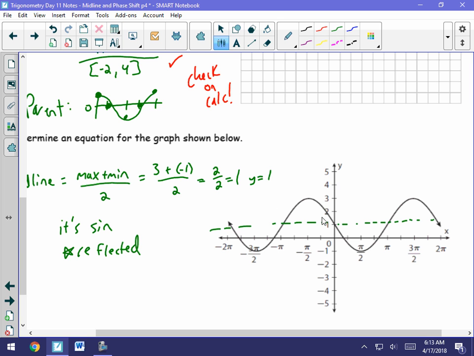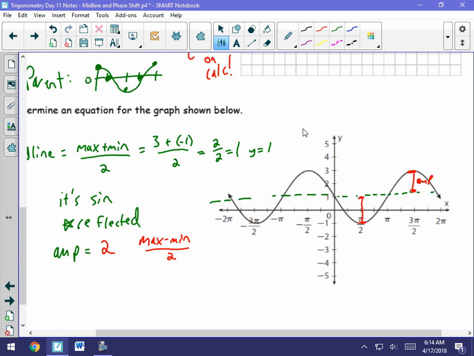Once I know where that midline is, I can notice the amplitude. The amplitude is the distance from that maximum point to the midline, and also from the minimum point to the midline. It should be the same for both, and it's a distance of 2 for both. Again, you could also calculate that by doing max minus min divided by 2. 3 minus -1 divided by 2, you get 2. So there are other ways you can figure that out.